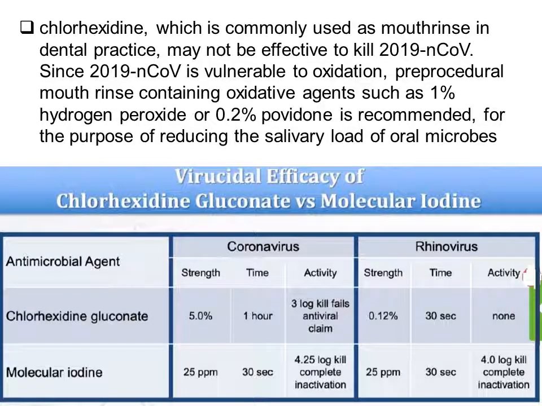A mouth gargle of chlorhexidine was proved to have no effect at all. Some researchers have shown that the COVID virus is vulnerable to oxidation. That's why we use hydrogen peroxide at 1%, or we use 0.2% povidone iodine as a mouth gargle to protect ourselves. Again, it will reduce the salivary load of the oral microbes.